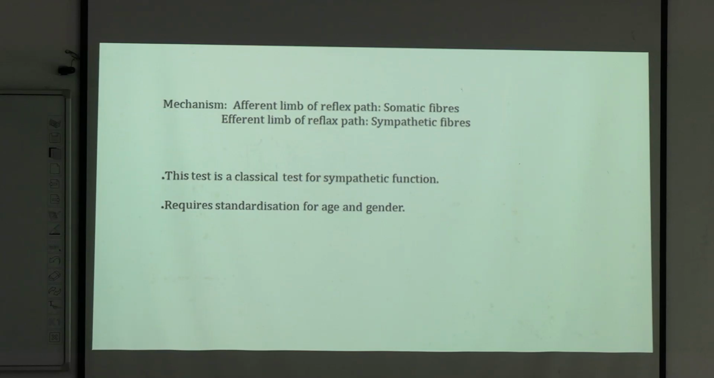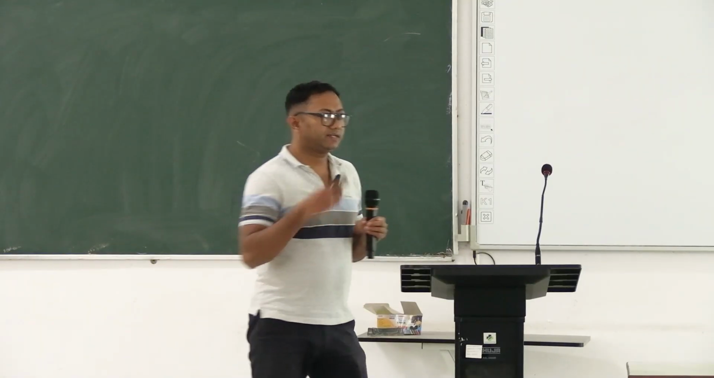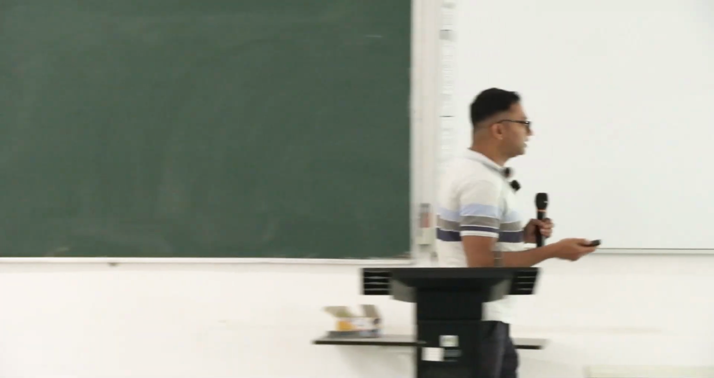So we cannot say specifically that after the cold pressure test diastolic blood pressure should rise by 20 millimeter of mercury or 10 millimeter of mercury. We cannot say that because it depends also on age. So we need a standardization chart for age as well.